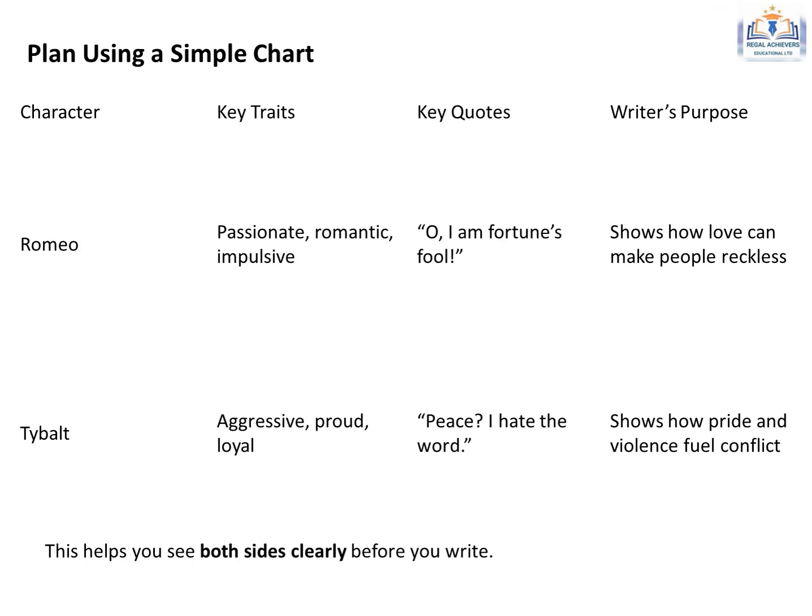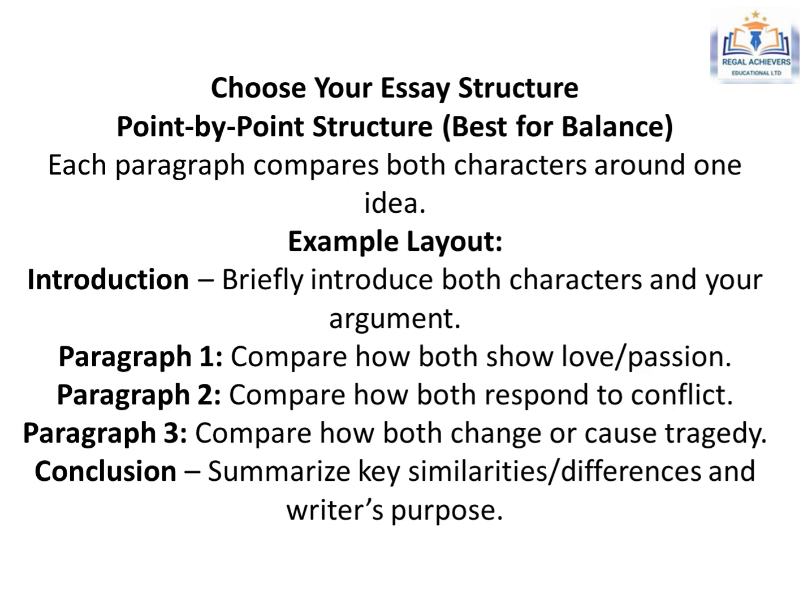Plan using a simple chart which has character, key traits, key quotes, writer's purpose. Romeo: passionate, romantic, impulsive. "O, I am fortune's fool." Shows how love can make people reckless. Tybalt: aggressive, proud, loyal. "Peace, I hate the word." Shows how pride and violence fuel conflict. This helps you see both sides clearly before you write.